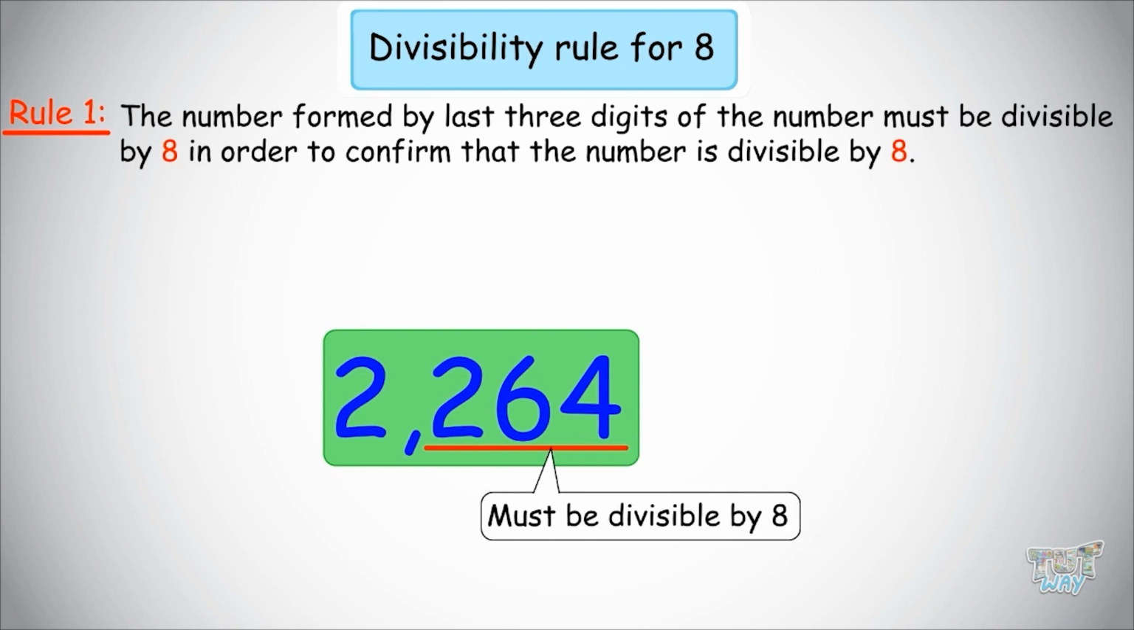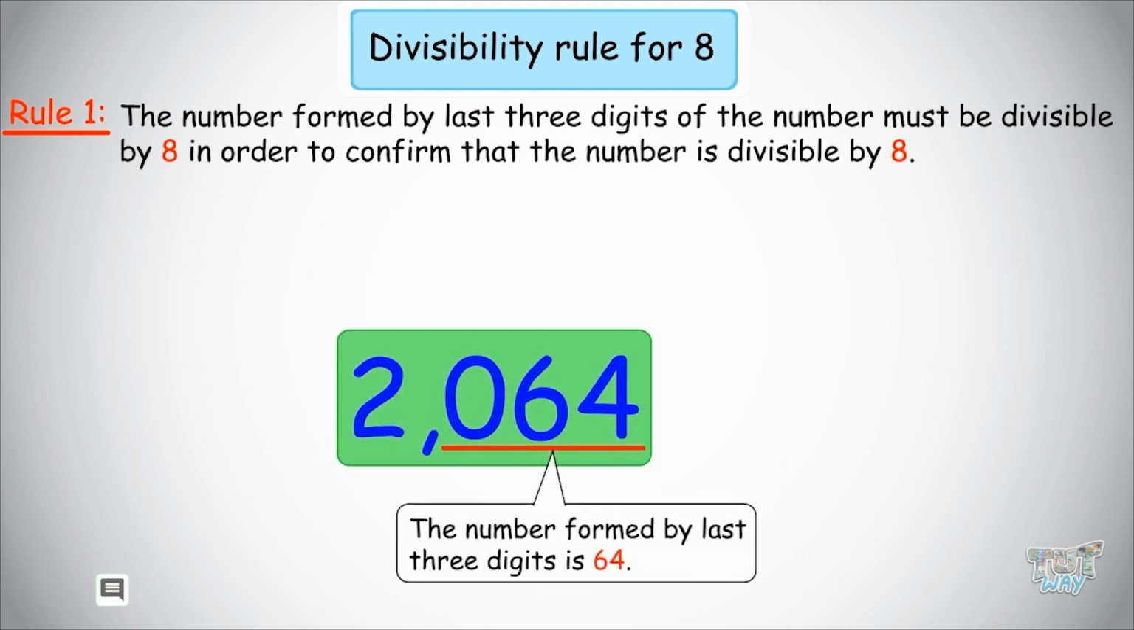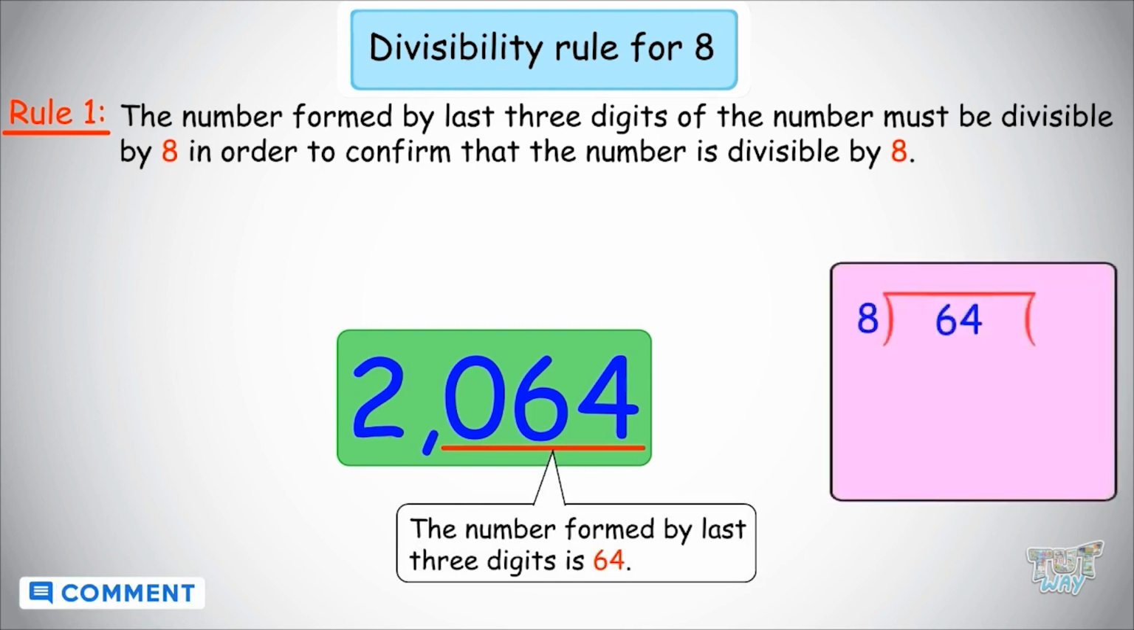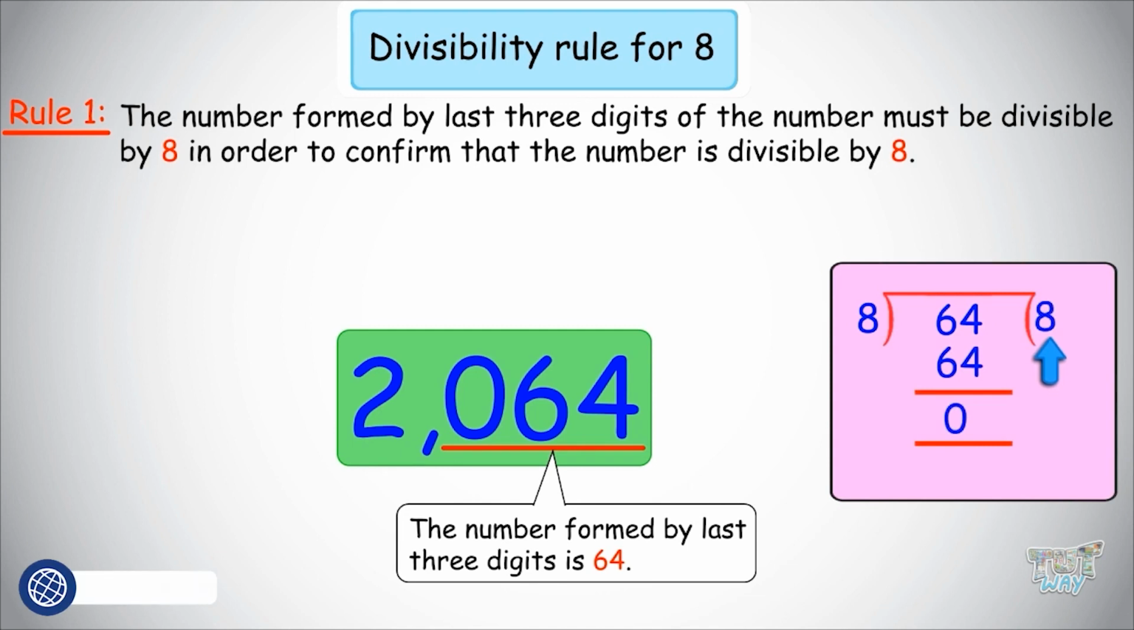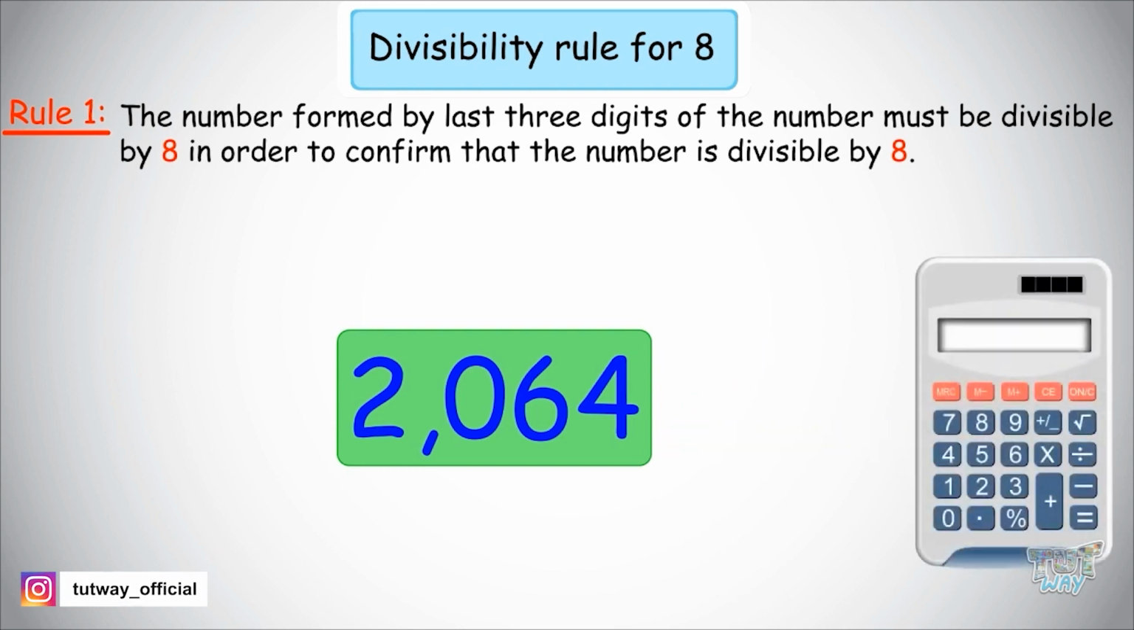Let's learn with an example. Here we have some numbers. We will find whether or not it is divisible by 8. First number is 2064. It is a 4-digit number, so our rule will work here. The number formed by the last 3 digits is 64. 64 divided by 8 is 8, so it is divisible by 8. The whole number should also be divisible by 8. You can check your answer by using your calculator. 2064 divided by 8 comes out to be 258.